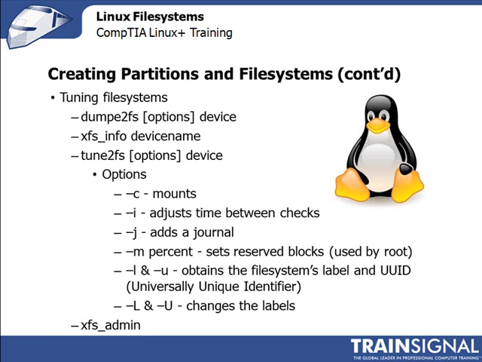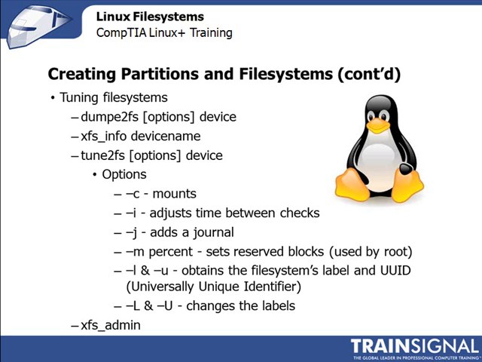The syntax is tune2fs space options space device. The options are -c, which sets the maximum mount count between checks, -i says to adjust the time between checks, -j adds a journal, -m space percent sets reserved blocks used by root, -L and -U obtain the file system's label and universally unique identifier. The uppercase L and U change the label and UUID respectively. And if you use the XFS file system again, xfs_admin is kind of equivalent to tune2fs.